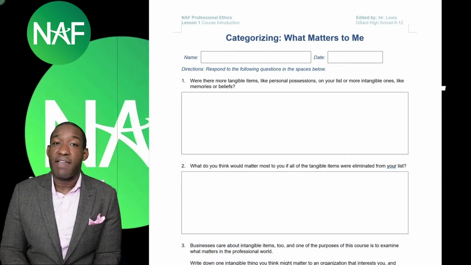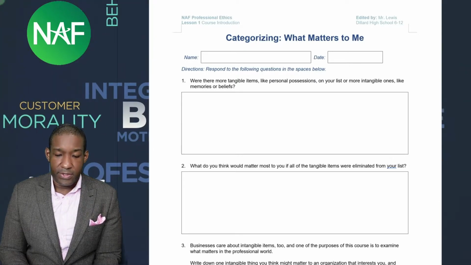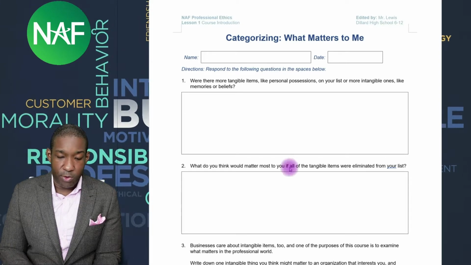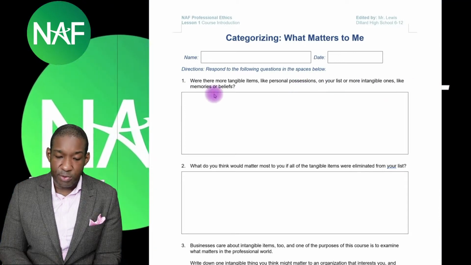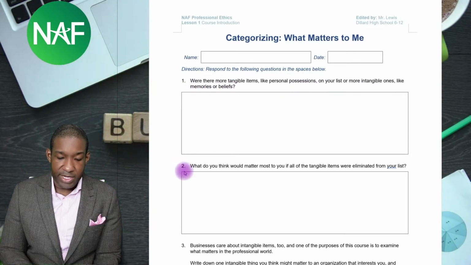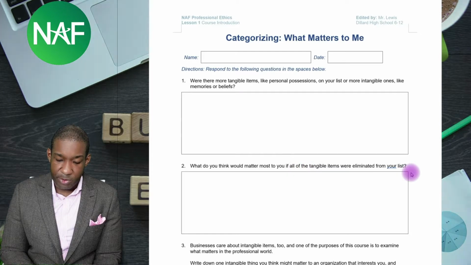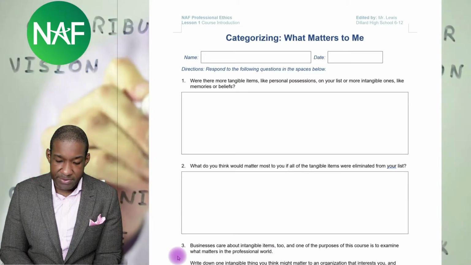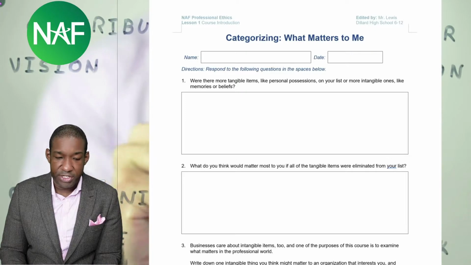Once again, if you have class with me, you have this worksheet to fill out. So first question you'll be answering in this first box is, were there more tangible items like personal possessions on your list, or more intangible ones like memories or beliefs? The second one you'll answer is, what do you think would matter most to you if all of the tangible items were eliminated from your list? And then the third one is about intangible items and one intangible thing you think might matter to an organization that interests you.